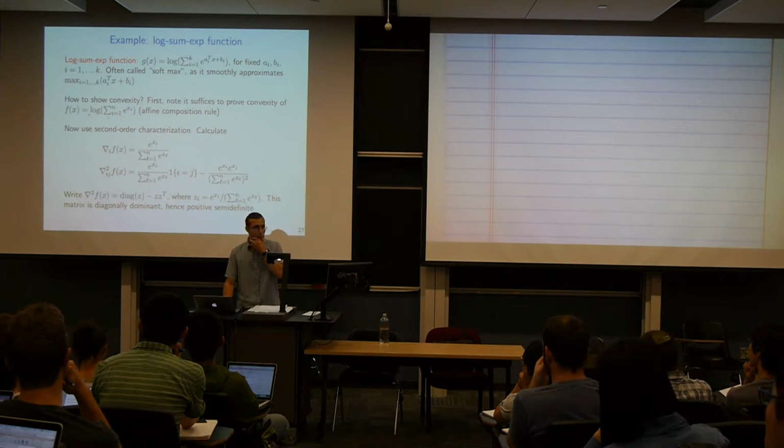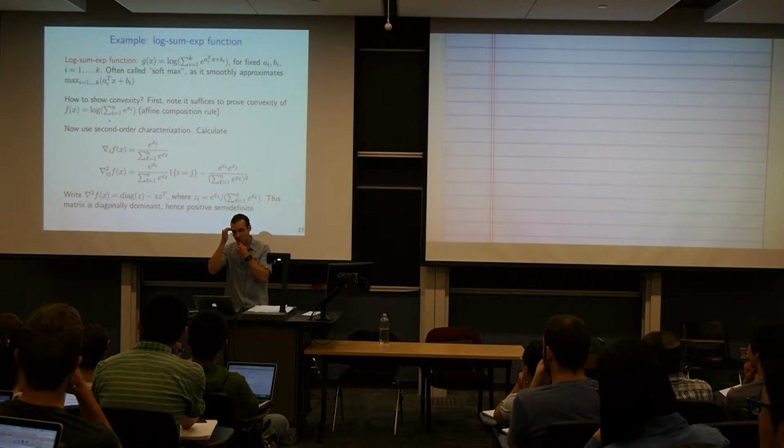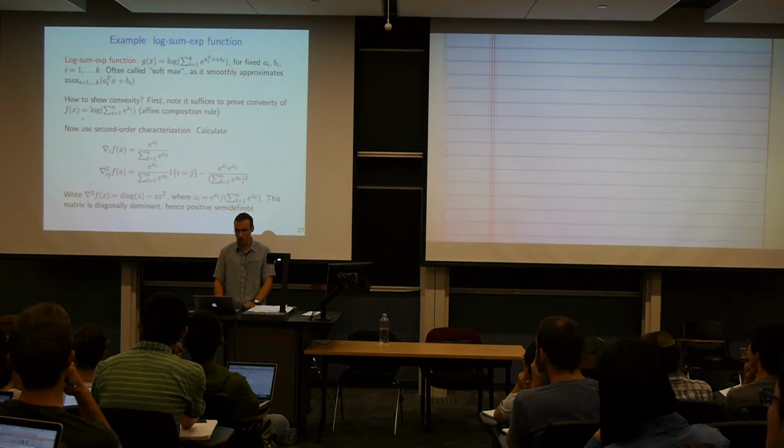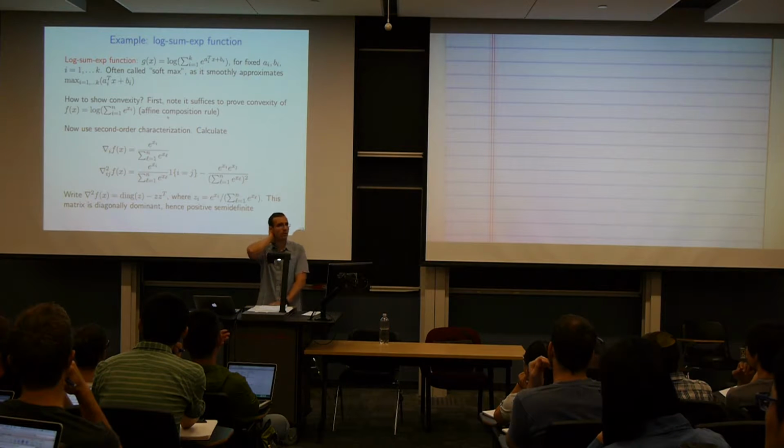And this is a lot easier to work with, mostly because the chain rule is frustrating, and I don't like to do any calculus that involves linear transformations if I can avoid it. Of course, we could have done it with this as well, but it's just nicer not to have to deal with that. And to show this is convex, we're going to use the second order characterization.